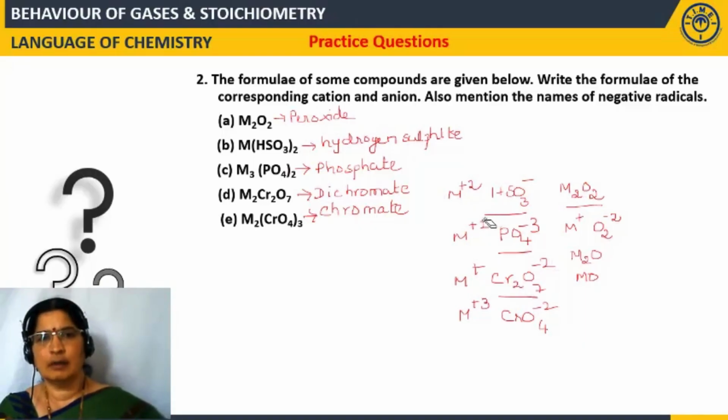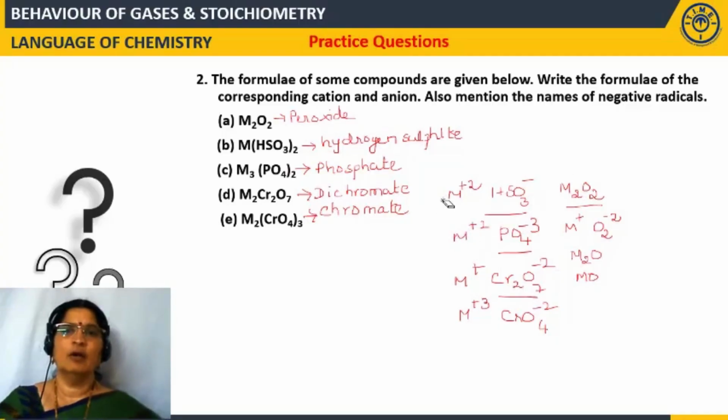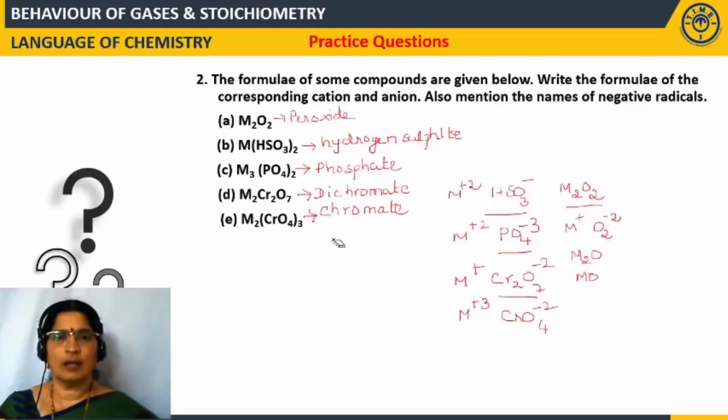Similarly, when formulae are given, you can write the radicals. You can derive the radicals the opposite way. Fine. Hope you have clearly understood the concepts and you have got some practice of writing the formulae also, which is very much required for the later topics we are going to deal with in this chapter, that is stoichiometry and the calculations related to stoichiometry, calculations related to chemical equations and all.